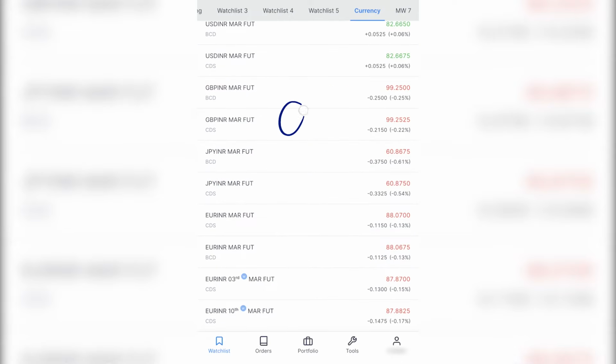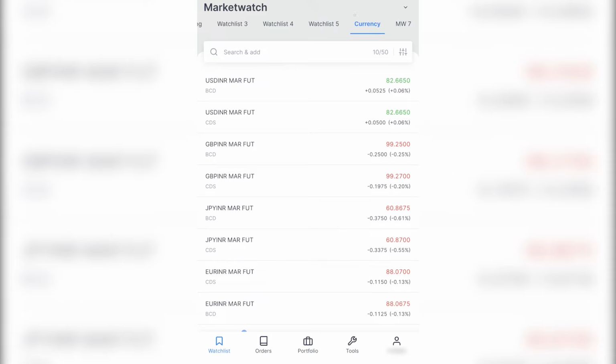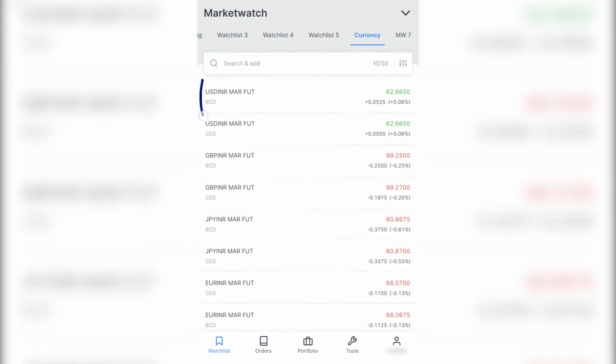But this is the currency market. So you can see over here, there are different pairs. There's USD INR, there is GBP INR, there is JPY INR, there is Euro. There are different pairs available over here. So let's now figure how to take a trade. Say I want to take a trade for the month of March over here and I want to trade in USD INR.